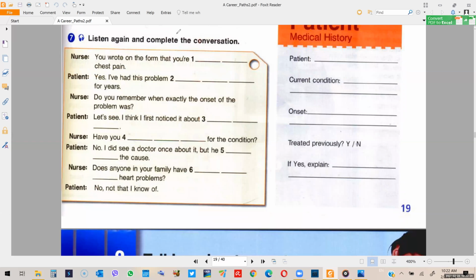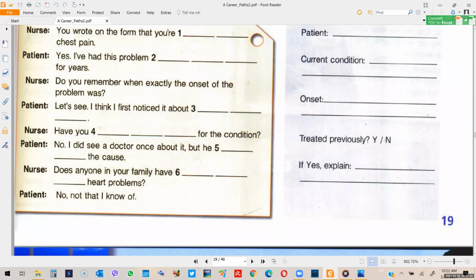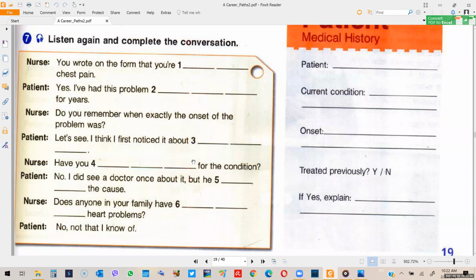So this is the nurse asking the woman. So we are going to listen and fill the gaps with the appropriate words. Listen, please.